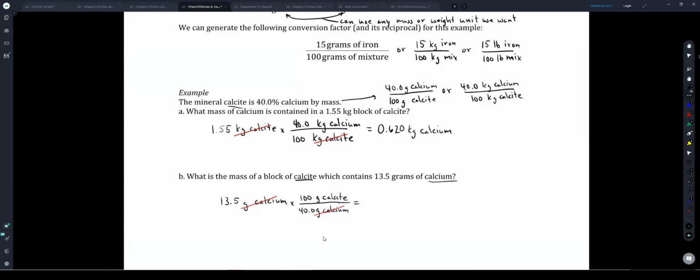And now we go to the calculator. The calculator is giving me 33.75. We need to round that to 3 significant digits. This is 3 significant digits, and this is 3 significant digits. So 33.75 to 3 significant digits would be 33.8. And the unit that's left over is grams of calcite. Yeah, grams. Very good.